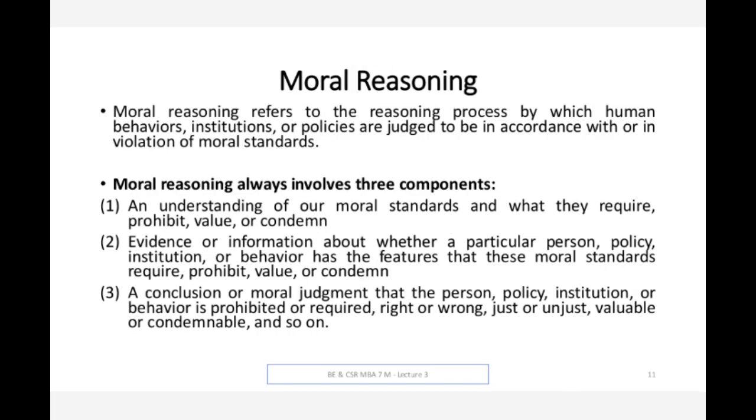Moral reasoning refers to the reasoning process by which human behaviors, institutions, or policies are judged to be in accordance with or in violation of moral standards. Moral reasoning always involves three components. 1. An understanding of our moral standards and what they require, prohibit, value, or condemn. 2. Evidence or information about whether a particular person, policy, institution, or behavior has the features that these moral standards require, prohibit, value, or condemn. 3. A conclusion or moral judgment that the person, policy, institution, or behavior is prohibited or required, right or wrong, just or unjust, valuable or condemnable, and so on.